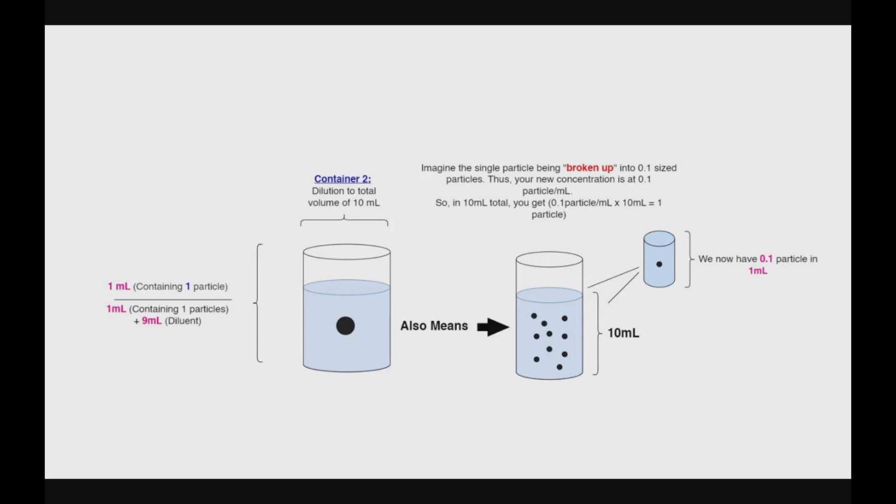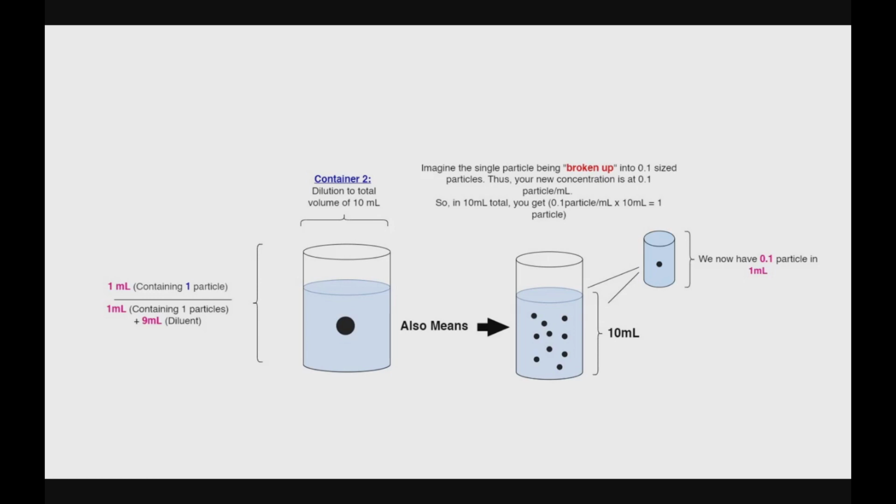So we just made a 1 to 10 dilution, because in order to get back to 1 particle, we would have to take all 10 milliliters out of this new dilution. We would have to take the full 10 milliliters just to get back to the 1 particle that we had. Now, hopefully that makes a little sense. I do have some problems I'll work also to help drive this home.